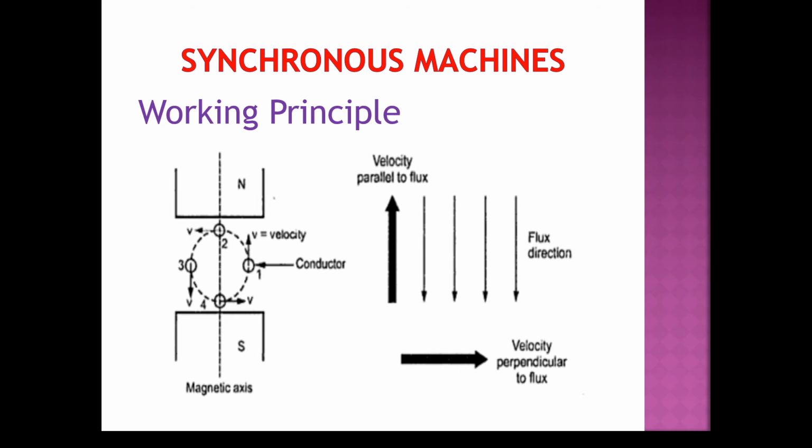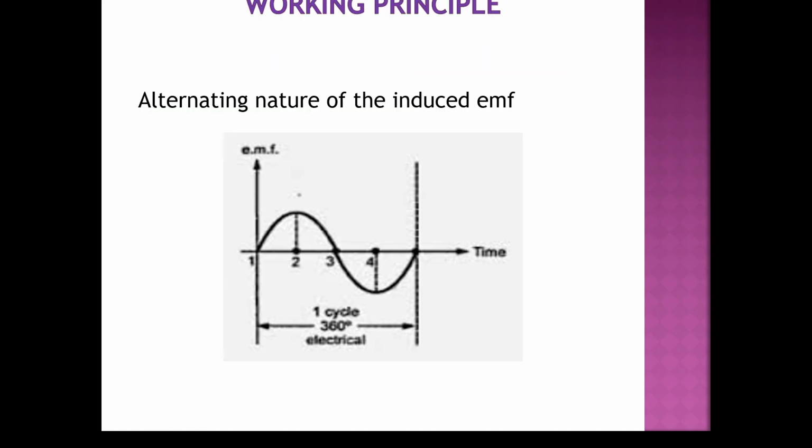This cycle will be continuous when the conductor is rotating with a certain speed. When we plot the magnitude of induced EMF against time, what will be the nature of this induced EMF? It will be alternating. From position 1 to 3 it is in the positive direction, and from 3 to 1 it will be in the negative direction. So this is the operating principle of an alternator. One cycle is nothing but 360 degrees electrical.